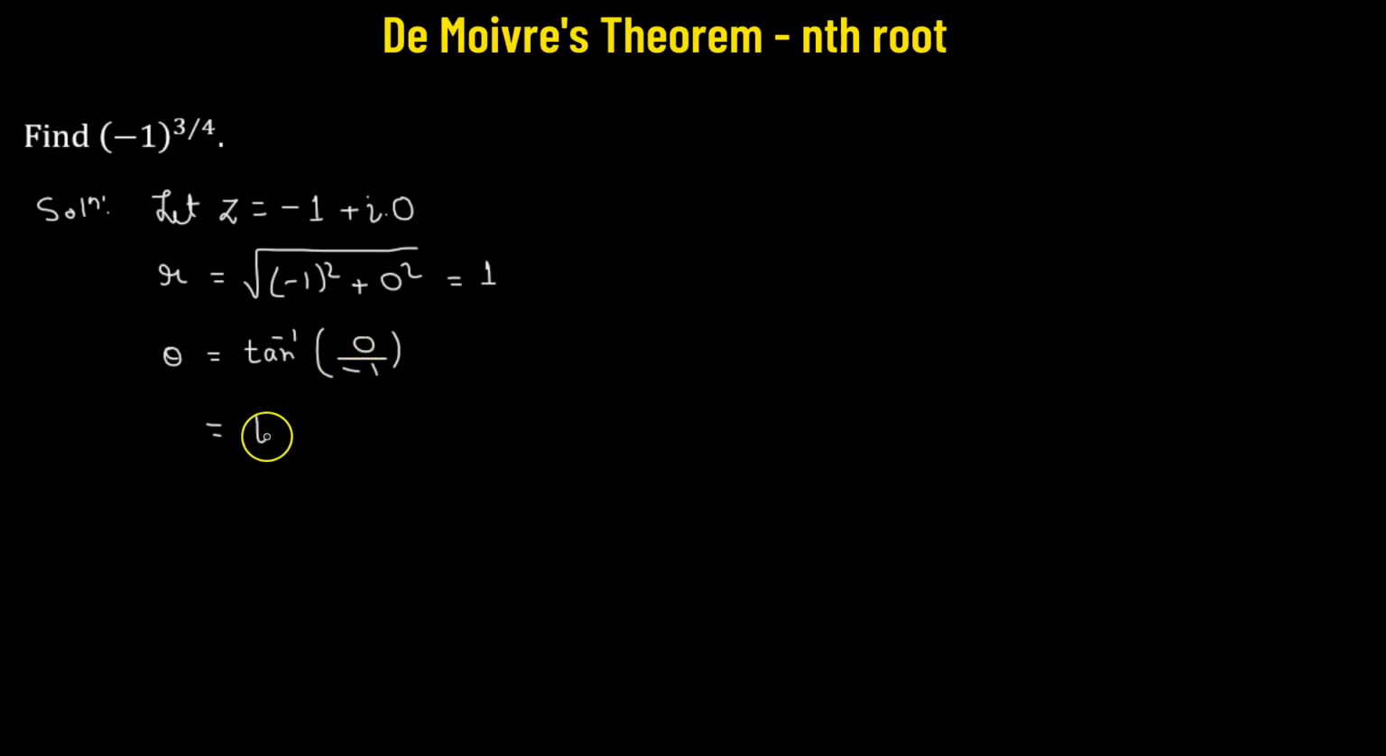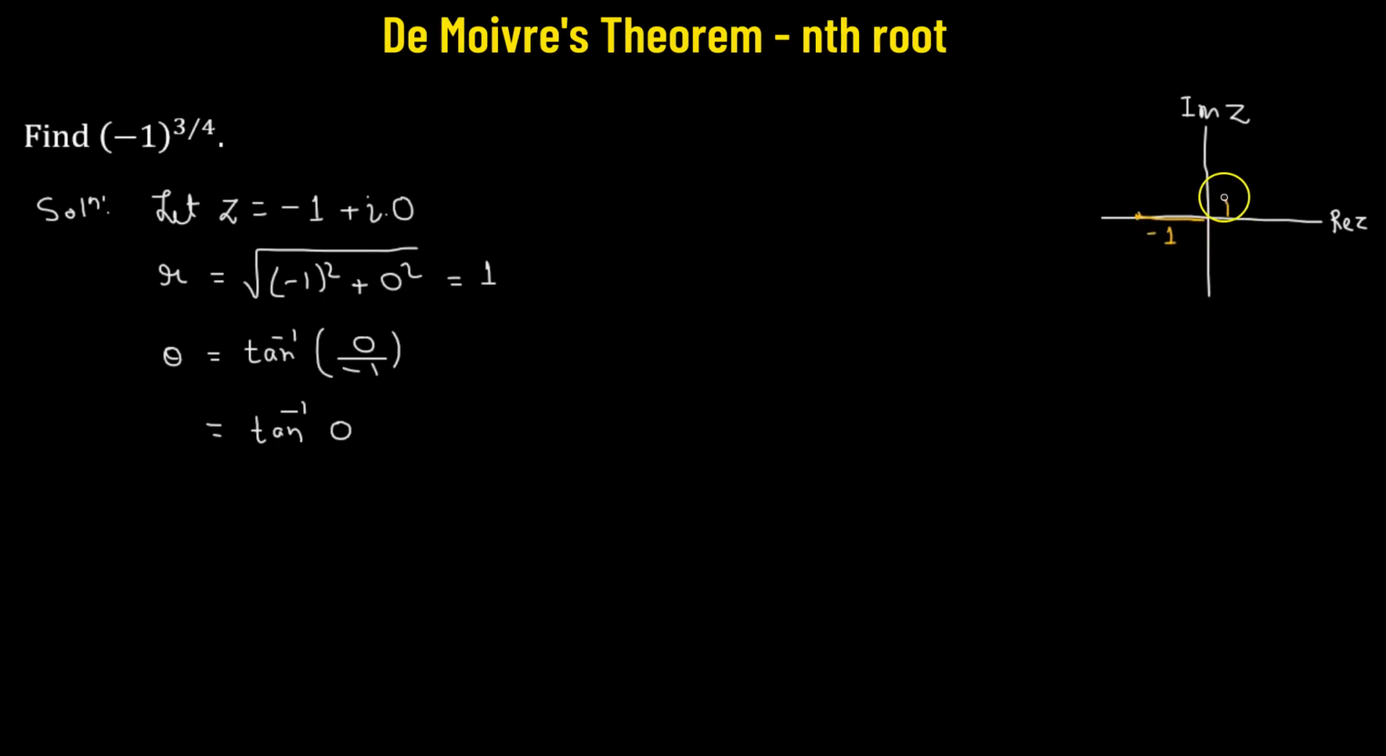That means we have tangent inverse of 0. Now we have to be careful here to find out the value of theta. If we plot our complex number on the Argand plane, here we have the real part of z, which is the x-axis, and the y-axis represents the imaginary part of our complex number z. Now in this case we have the real part of z, which has a value of -1. So this is the value of -1, and it has no imaginary part.